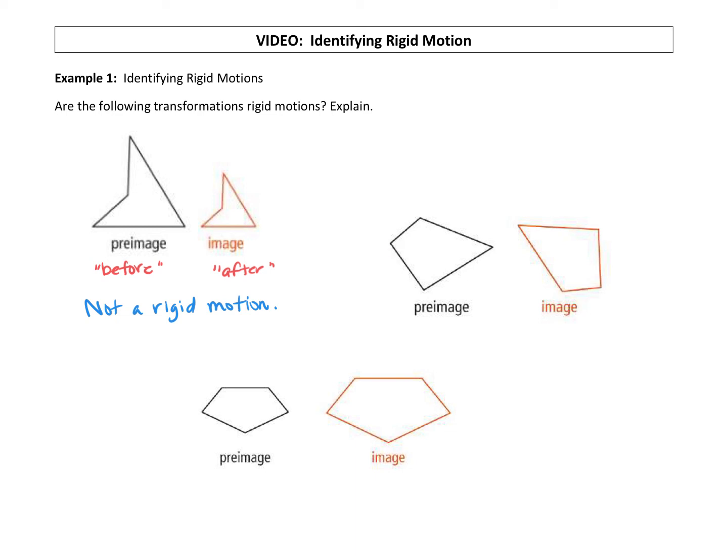And then angle measures, if you do a quick check on your angle measures, did it seem like there were any changes in those? And there were not. So this is what rigid motion looks like. So is this transformation a rigid motion? Yes, we have rigid motion on this one.